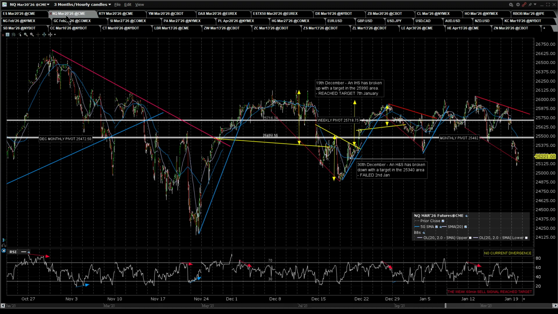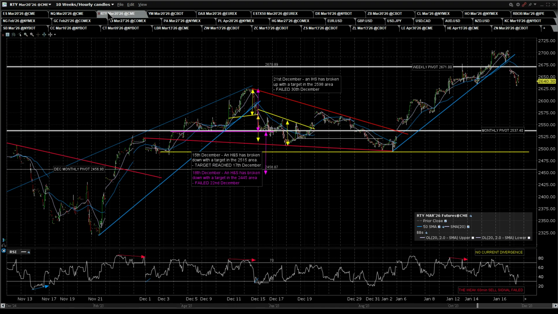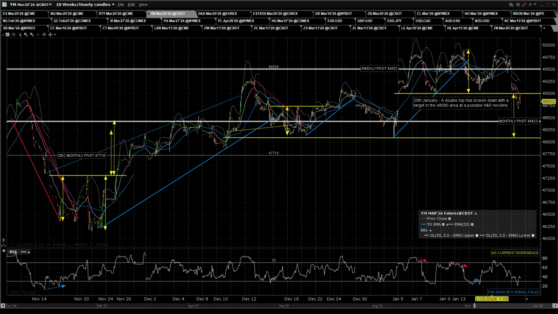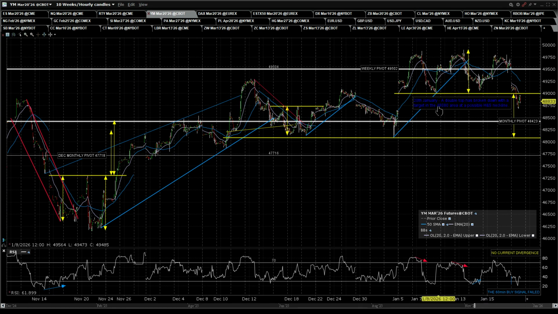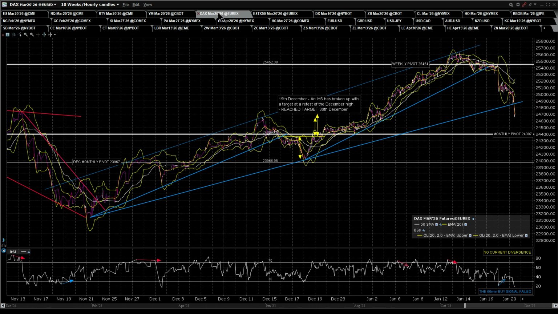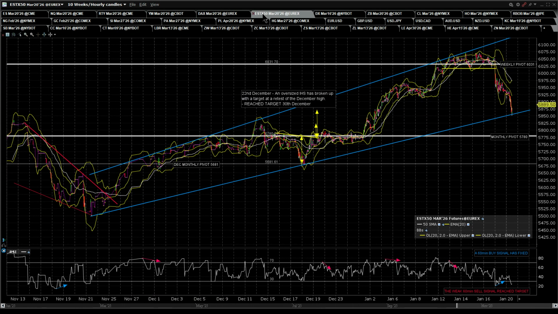NQ, there's nothing to look at. RTY, possible overall topping action. YM, we've got a nice looking large double top and pretty nice looking smaller double top. I was talking about this yesterday. This is now broken down with a target in the 4880 area, which you can see is a potential head and shoulder neckline. So I'm liking that. I'm liking that target. DAX, we've got a rising megaphone from the November low, and we've got one on ESTX, and both of those are starting to break down.